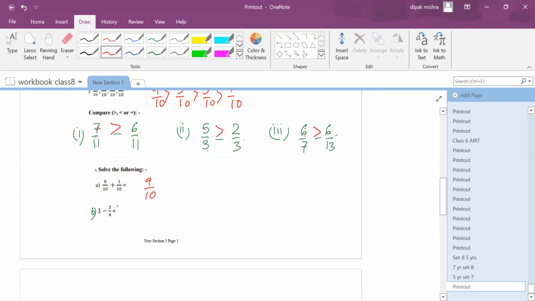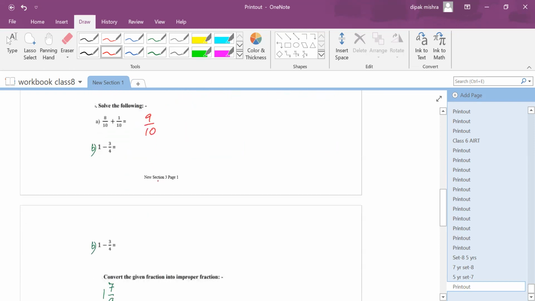Okay, again you have to solve the fractions 1 minus 3 by 4. How will you solve the fraction 1 minus 3 by 4? You will see that 1 can be written with denominator 4 as 4 by 4 minus 3 by 4. So 4 minus 3 over 4, which is 1 over 4. So the answer for this question is 1 over 4.